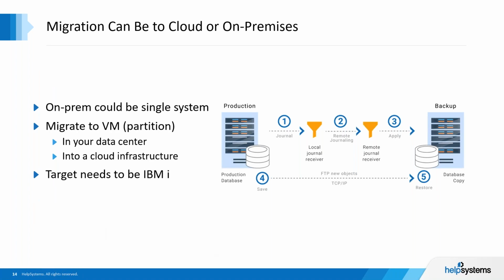Now, if we spin ahead and talk a little bit about what you could migrate and how you could migrate, today we have to think in a lot of different ways. Migration could be to cloud or another on-premise system. On-prem could be a single system. We can migrate to a VM in your data center in a cloud infrastructure. If you don't know, Google and SkyTap and IBM themselves are all looking to support the Power IBM i environment in their clouds. And there are a lot of other partners out there.